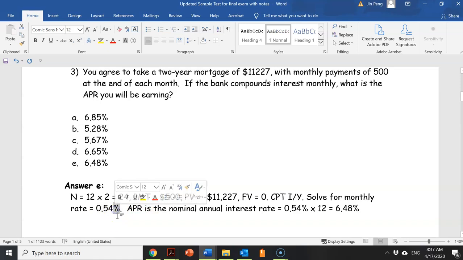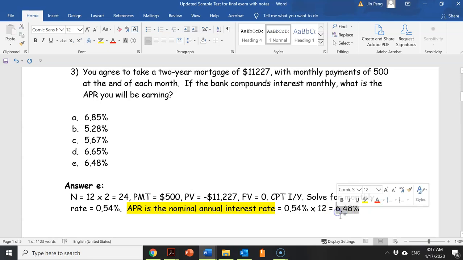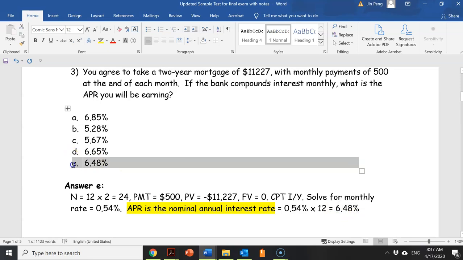And we're going to add back the percentage sign. But this is the monthly rate. Remember, what is APR? APR is always the nominal annual interest rate. So we need to use this monthly rate, 0.54%, multiplied by 12 months. So we have the nominal annual interest rate as 6.48%, our nominal annual APR.